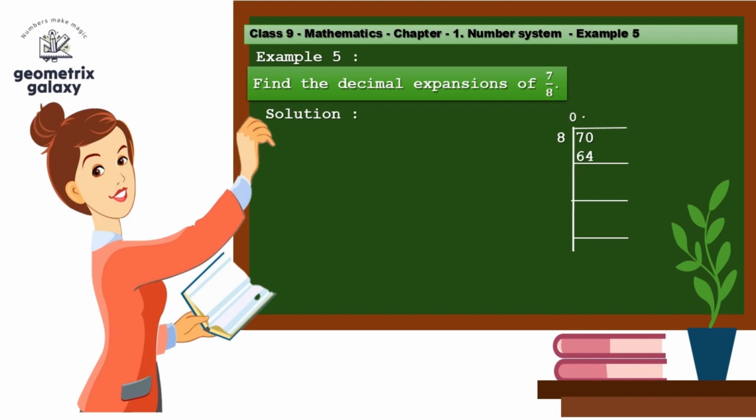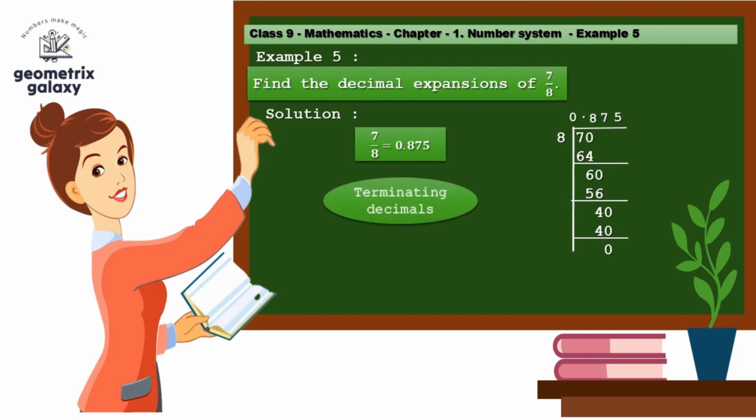So the remainder is 6. Add a 0. 7 8s are 56. Now the remainder is 4. Add a 0. 40. 8 5s are 40. Now the remainder is 0. So the division comes to an end. 7 by 8 is equal to 0.875. This is an example for terminating decimals. The remainders are 6, 4, 0. If we get the remainder 0, then the division comes to an end.